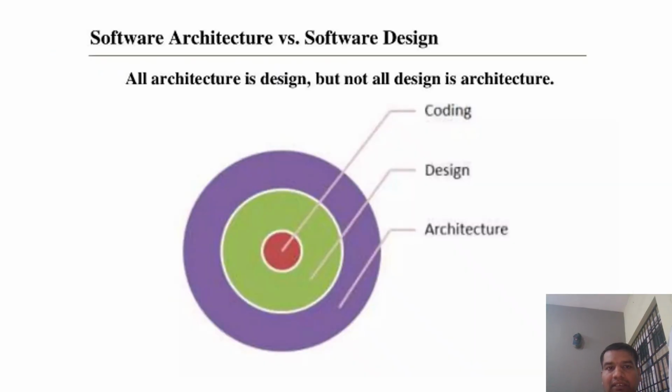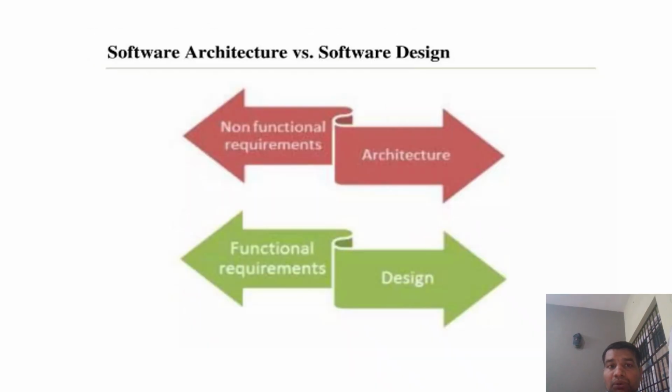So next one is software architecture versus software design. All architecture is design, but not all design is architecture. In this diagram we can see the inner part is coding, then design, and then architecture. So architecture is related to non-functional requirements, and design is related to functional requirements.